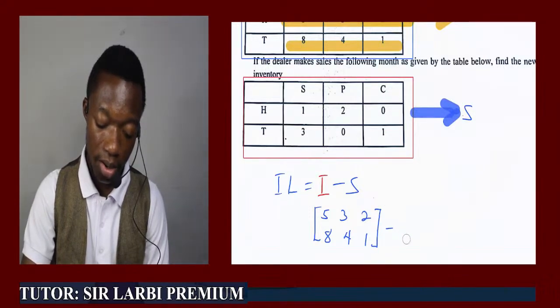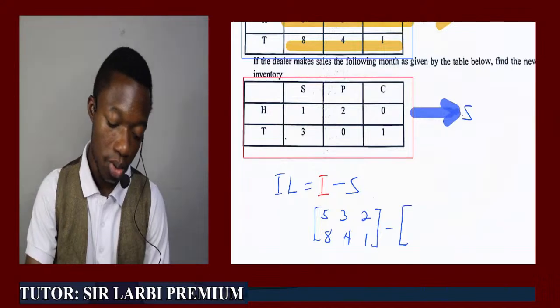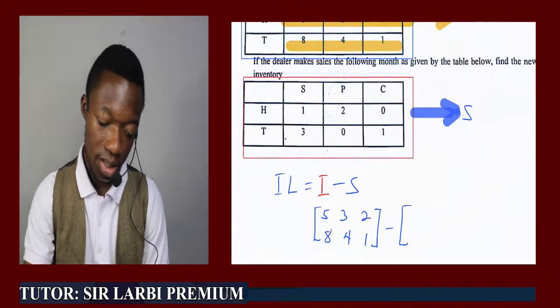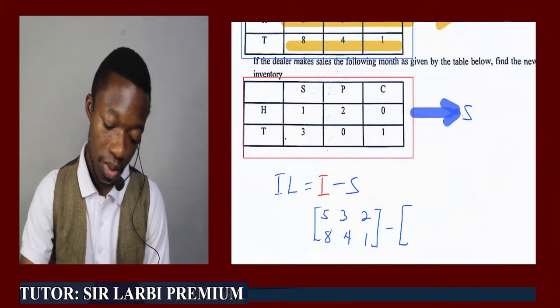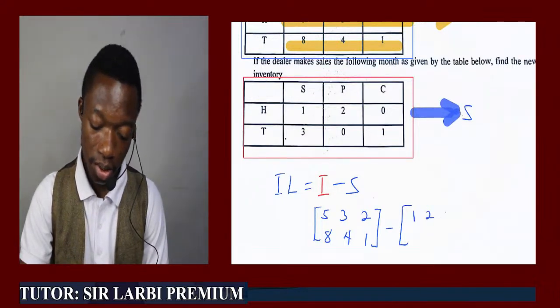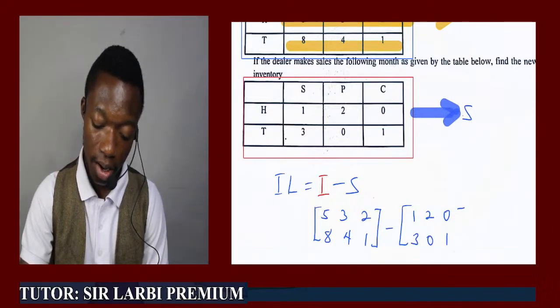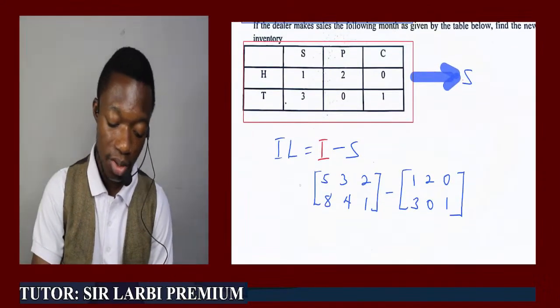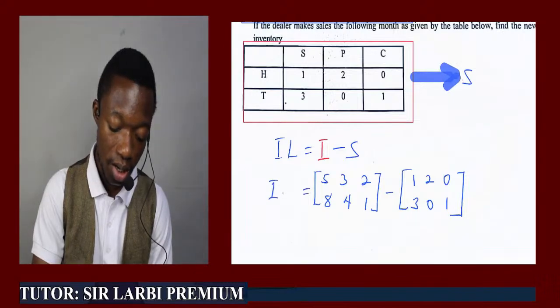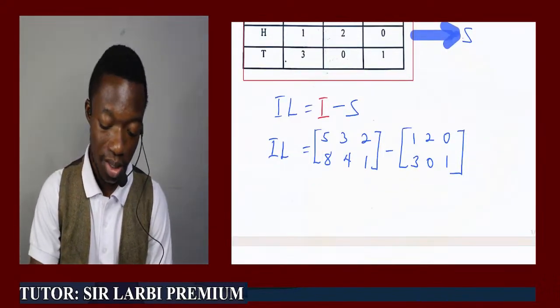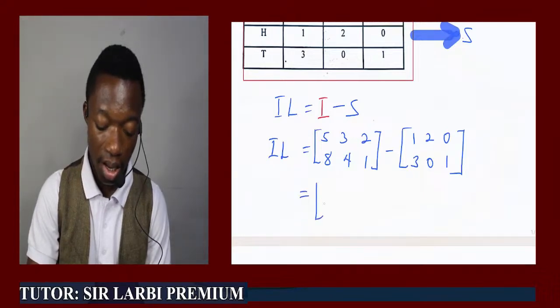Then we also talk about the inventory that was sold here. It's the same order, which is 1, 2, 0. Then we have 3, 0, 1. So that means we are subtracting to get our inventory left. So what do we do? It's just corresponding element subtraction so that we get the result.